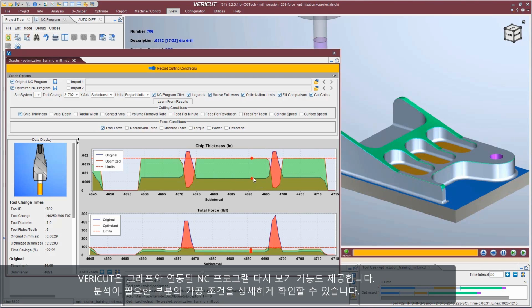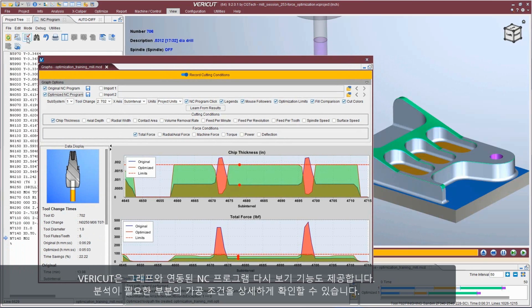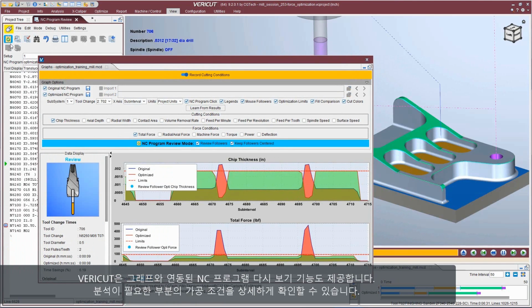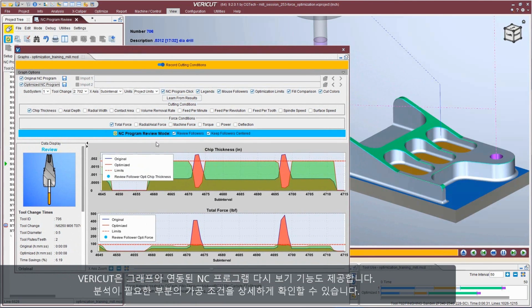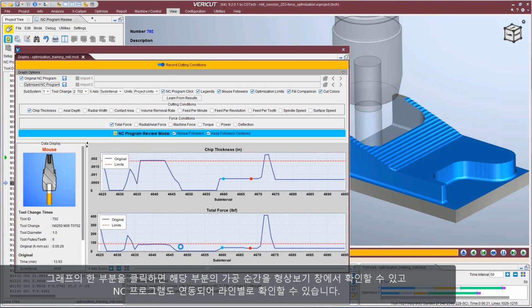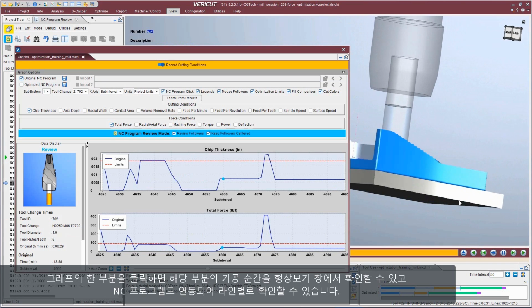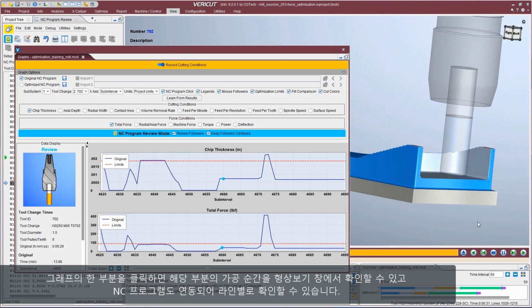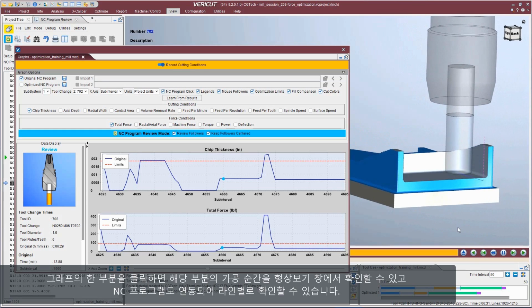There's one more thing I want to show you about the graphs while we're here. VERICUT has an NC program review mode, which is linked to the graphs that allow you to go back and review any of these conditions that you are concerned about. So let's go back and look at the original NC program once again. And this time I will click in the graphs in order to have VERICUT put the material back to the state that it was in right at that time it was processing that motion.